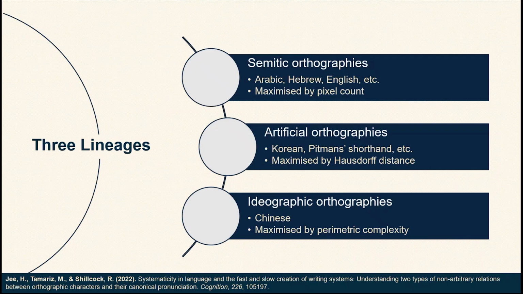In Semitic orthographies like Arabic, Hebrew, and English, the grapho-phonemic systematicity was maximized when I used pixel count, which means the letter shapes that occupy more space.